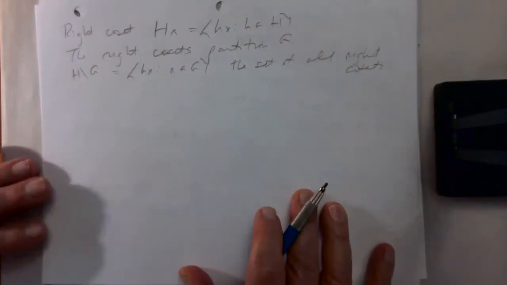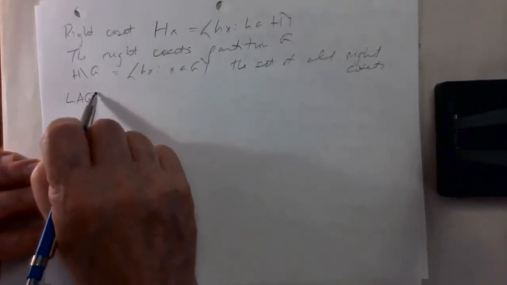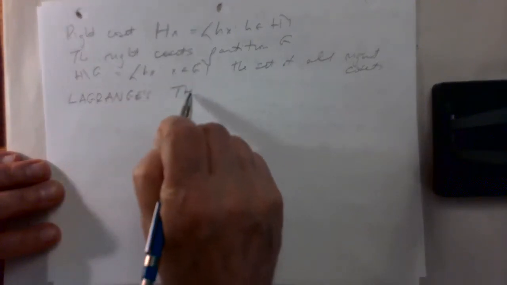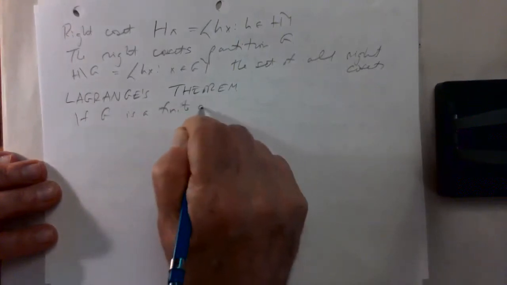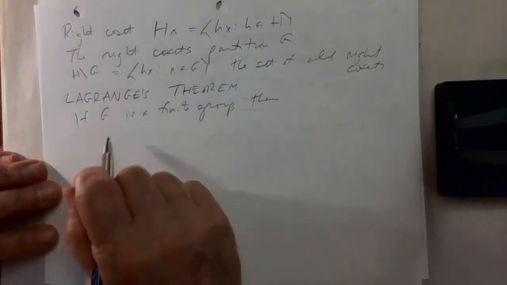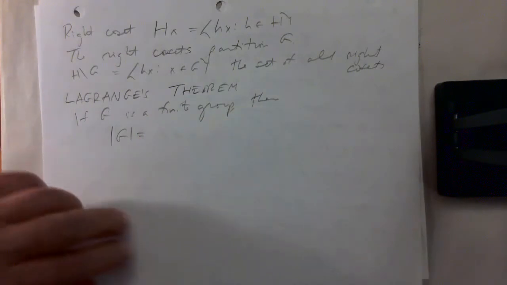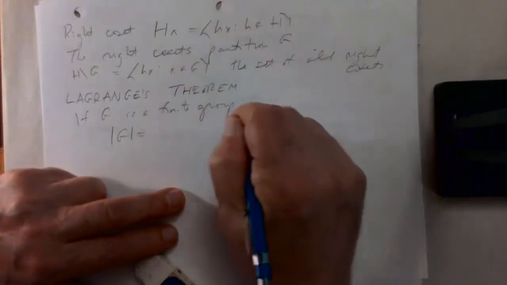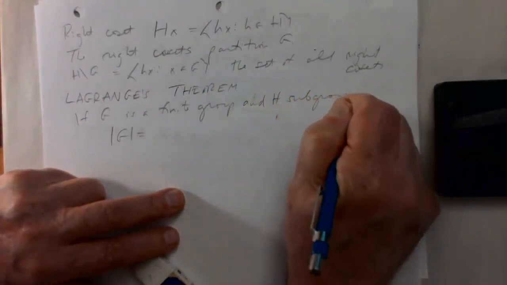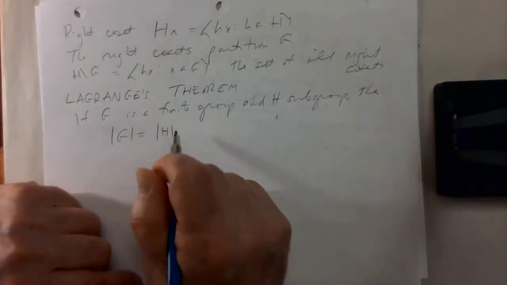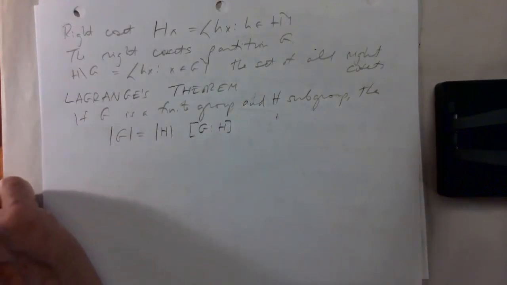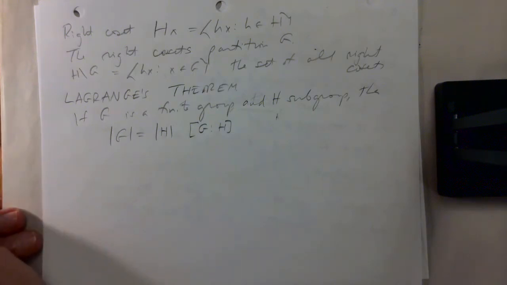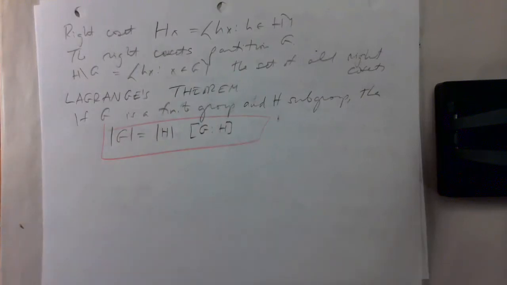And the great theorem that I proved in the previous lecture is Lagrange's theorem. It says that if G is a finite group, and H a subgroup, then the cardinality of G is the cardinality of H, or the order of H, times the index of H in G. And this is true whether we look at left cosets or right cosets. So this is really a fundamental identity in group theory.